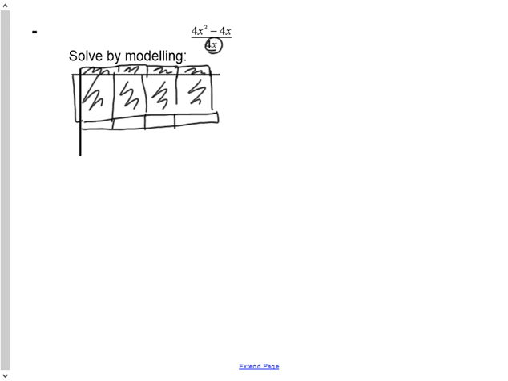This is going to be a positive x. And this has to be a negative 1, because in order for a positive x to get a negative x, you have to multiply it by negative 1.